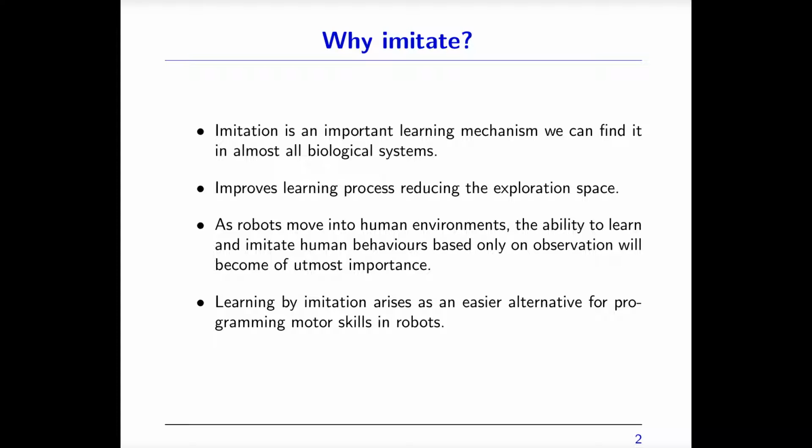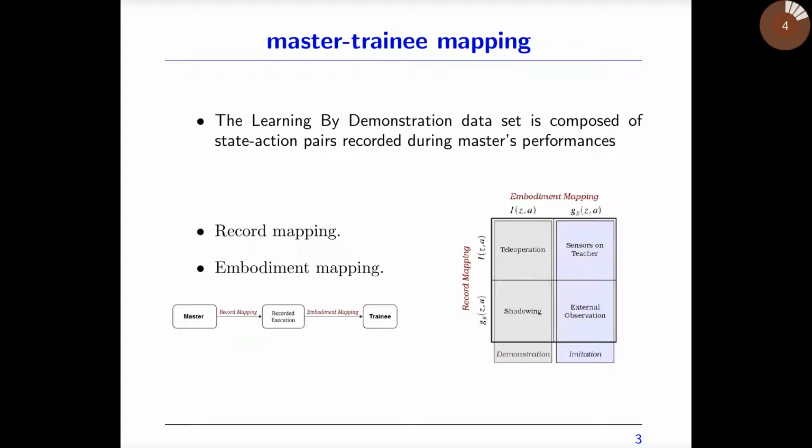The trainee does not care anymore about every feasible solution. Rather, he just tries the ones which are both closer to the demonstration and fit well with its capabilities, which improves the learning process, reducing the exploration space. Also, as robots move into a human environment, the ability to learn and imitate humans' behavior based only on observation will become of utmost importance.